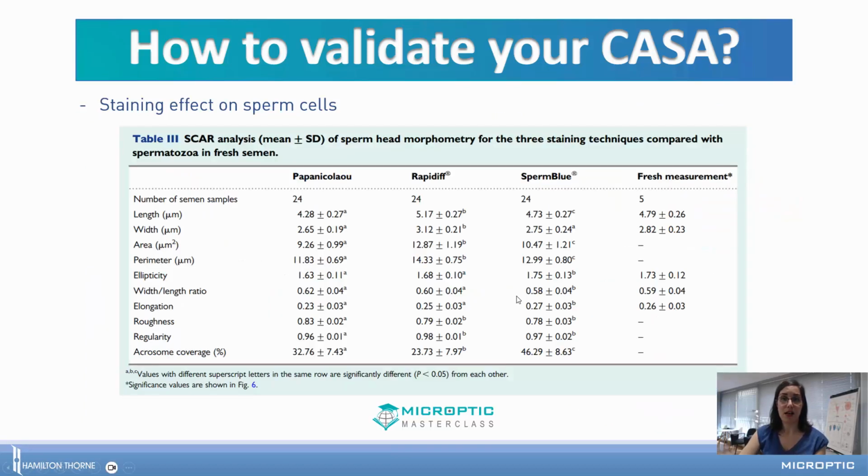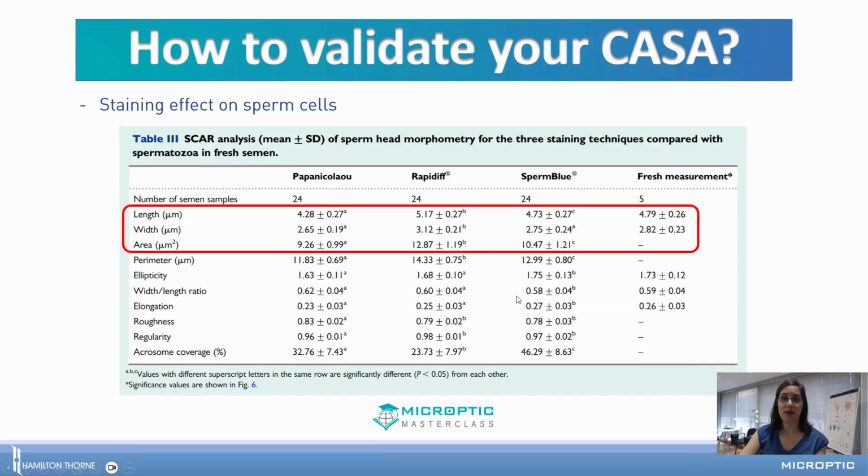Here, for instance, I have included a table that compares the different measurements obtained with Papanicolaou, Diff-Quick, and Sperm Blue. Here you will see that with Papanicolaou there is a tendency of shrinkage of the heads. With Diff-Quick there is a swelling. There are bigger lengths and bigger widths of the heads.